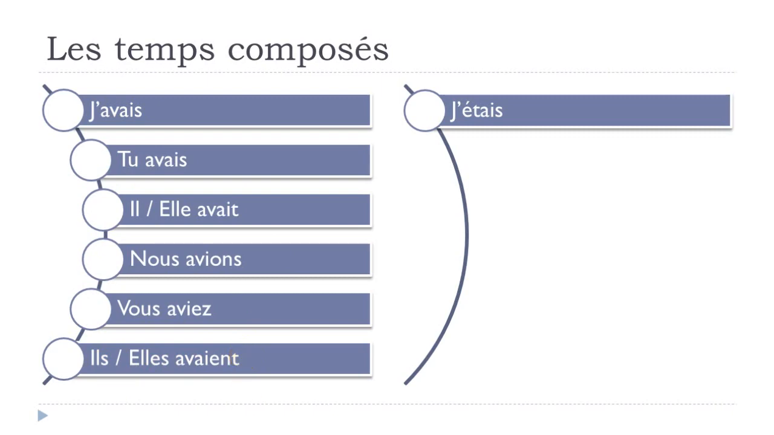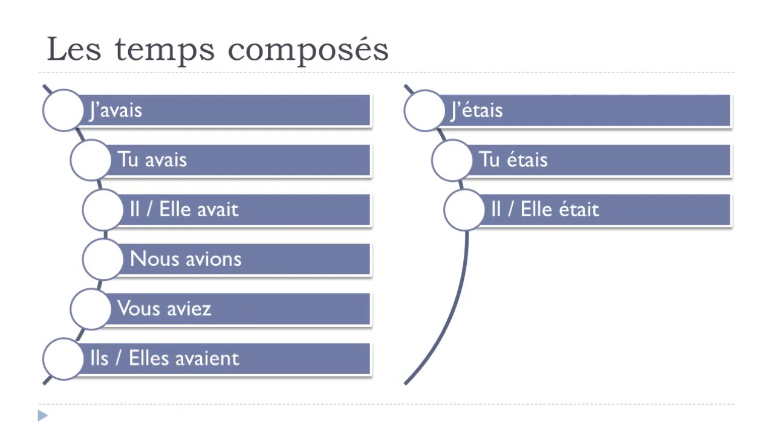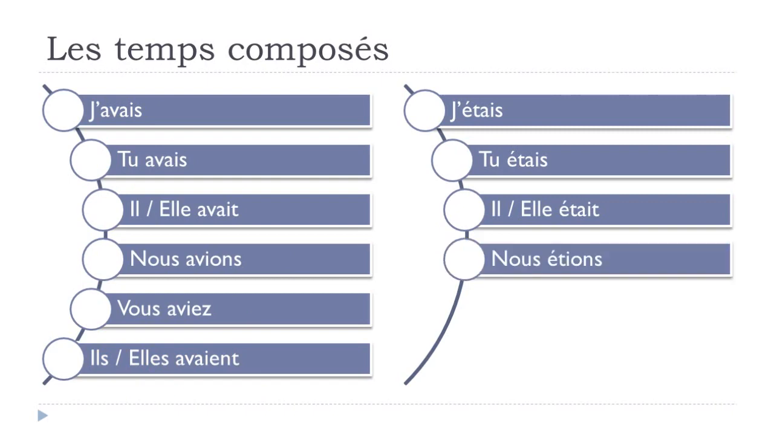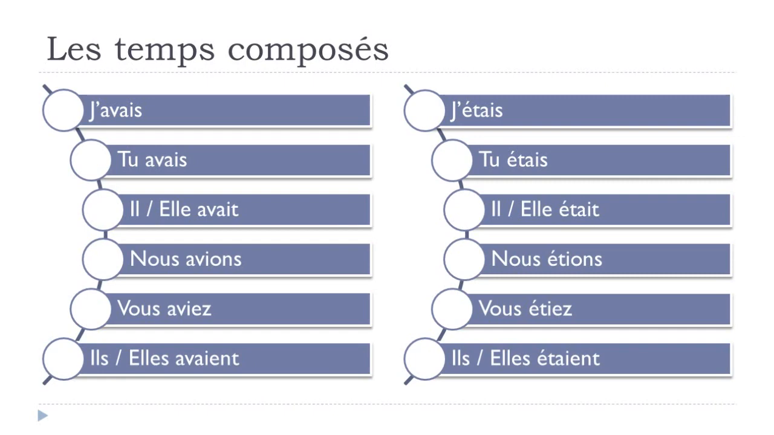J'étais, tu étais, il était, elle était, nous étions, vous étiez, ils étaient, elles étaient. Alright, so exactly the same rule. Remember, final S here, here, final T, and then here, ENT, you don't pronounce them. So you will get était, okay, for all these forms, okay?